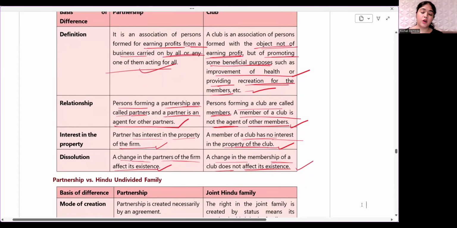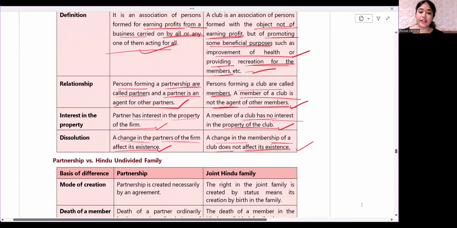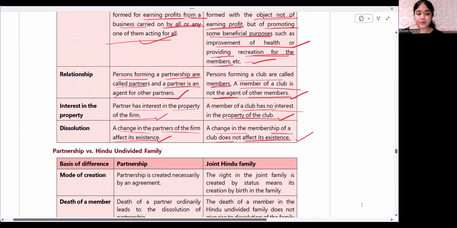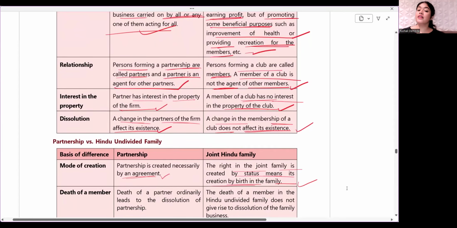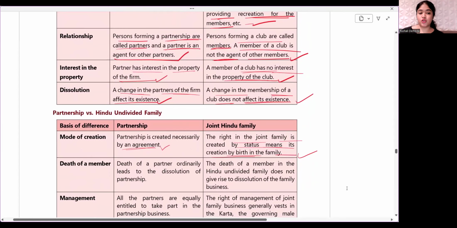Yes, ma'am. Partnership versus HUF, Hindu undivided family. Mode of creation: partnership is created necessarily by agreement. In HUF, the joint family is created by status, meaning from birth. When a child is born, that child becomes a member of the HUF. They get the right to be a member of that HUF.